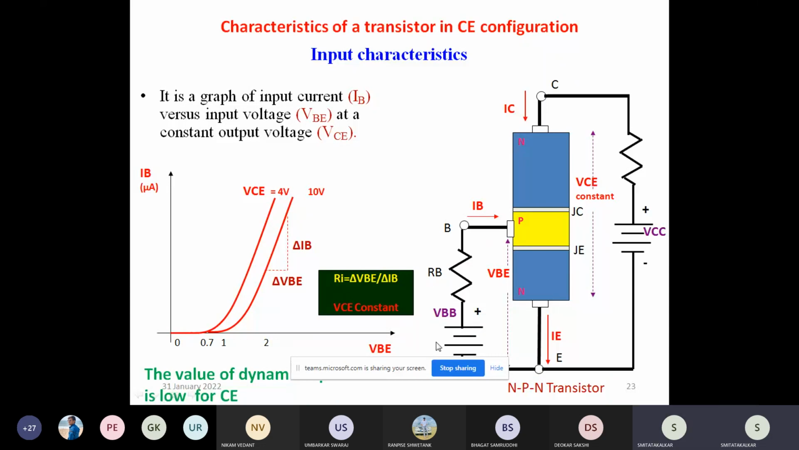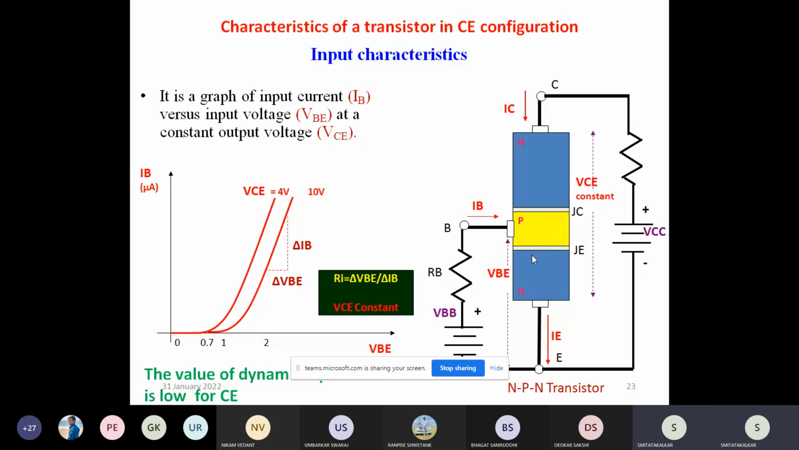The base terminal is connected to the power supply through the P region. Here the P region is highlighted in yellow, and the blue color indicates the N region. It is an N region. Here is the formation of the junctions.